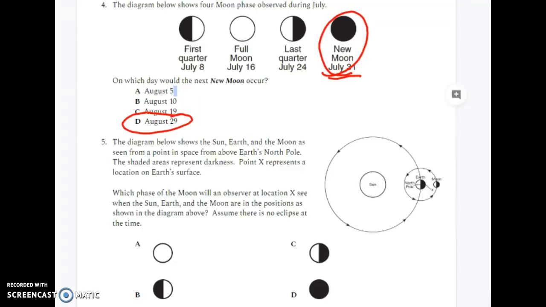Number 5, the diagram below shows the sun, earth, and the moon as seen from a point in space from above Earth's north pole. The shaded areas represent darkness. Point X represents a location on Earth's surface, so right about there.